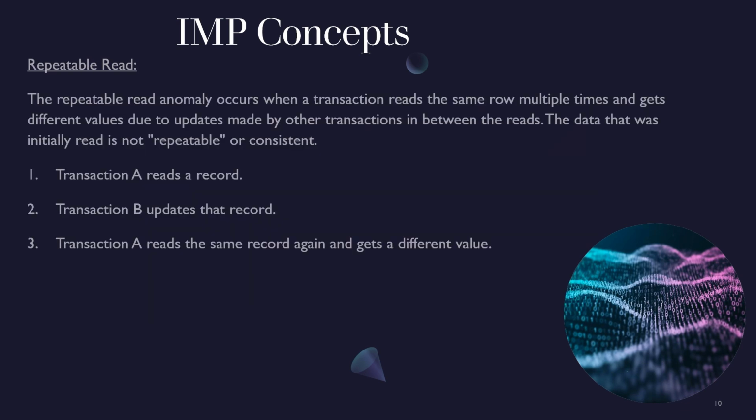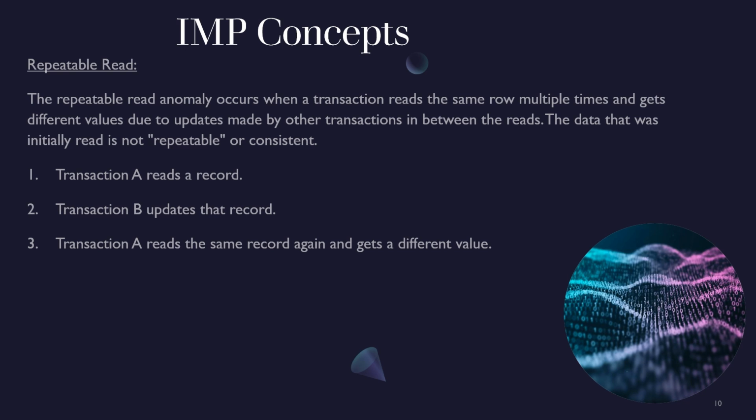The last and most important concept is repeatable read. What is meant by repeatable read? A non-repeatable read occurs when a transaction reads the same row multiple times and gets different values due to updates made by other transactions in between the reads. The data that was initially read is not repeatable or consistent.